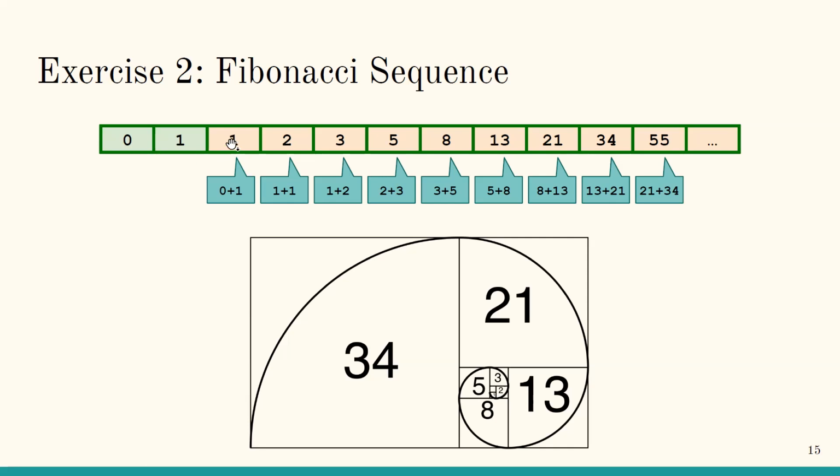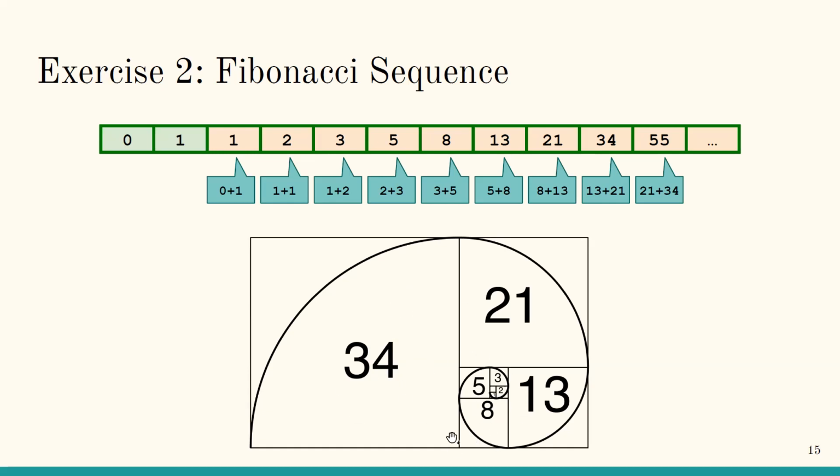So for the third Fibonacci number, it would be 0 plus 1. The fourth one would be 1 plus 1, right? The previous two. And the fifth one would be the previous two, 1 plus 2. So on and so forth. Okay, there are many examples we see in the natural world, so I'm not going into detail. This is for you to work on as an example.